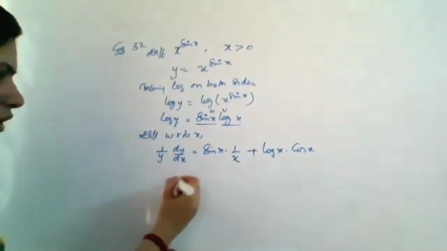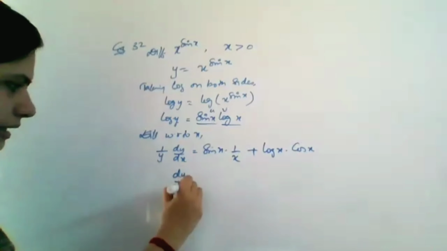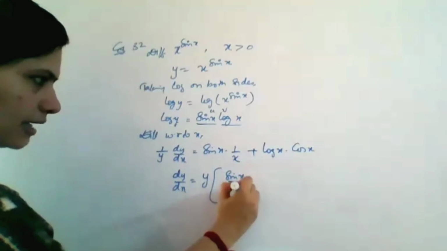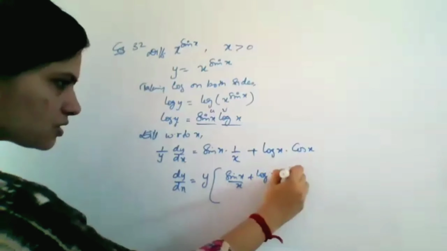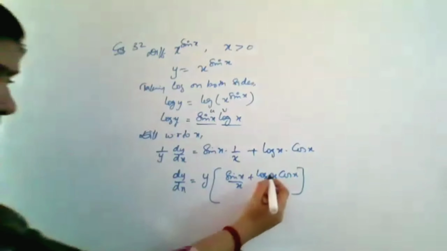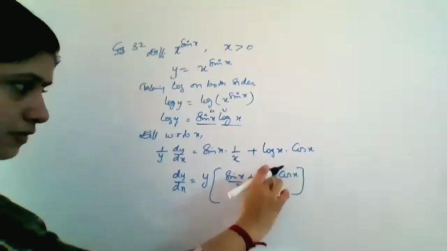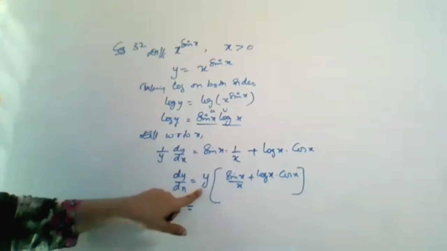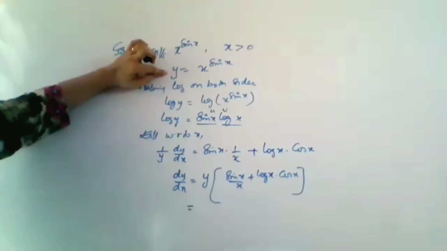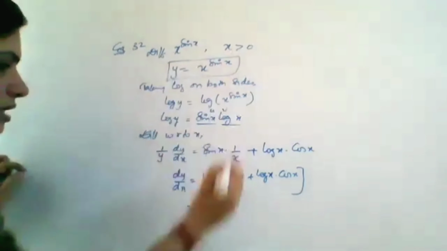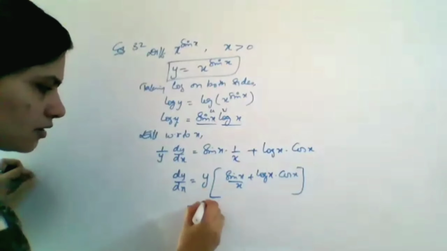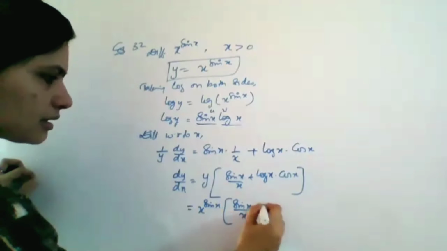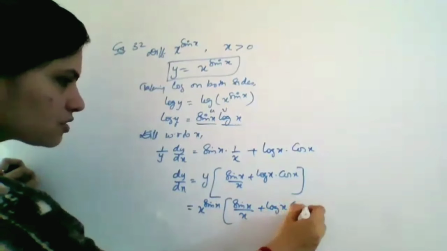Okay. So your answer, that is dy by dx, will be y into the whole thing, that is sin x by x plus log x into cos x. It's not acting as an angle of log. Okay, log x is one term, cos x is another. And now replace your y with whatever is given in the question. Y is equal to x raised to sin x. So your complete answer, total answer will be x raised to sin x into sin x by x plus log x into cos x.